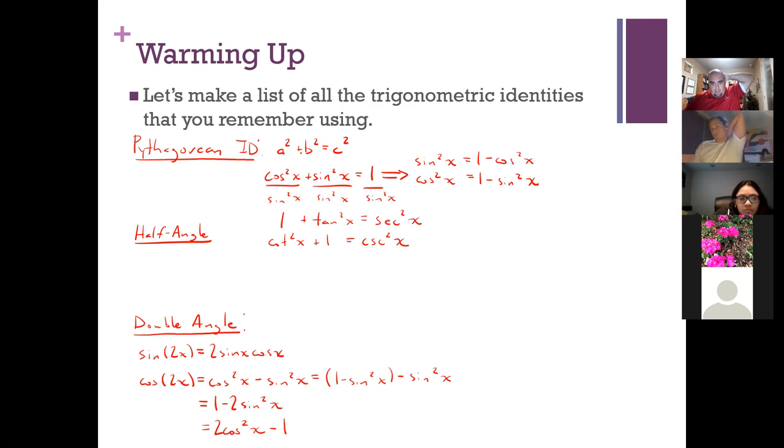To be totally honest with you, the only one I really feel like I remember comfortably is cosine squared of x plus sine squared of x equals 1. But a lot of valuable things can be derived from that if you remember how to do it.